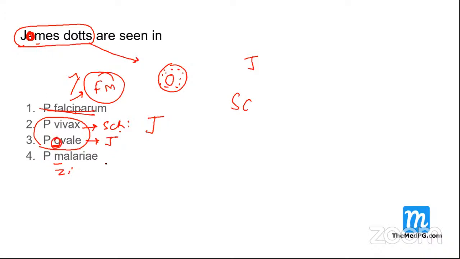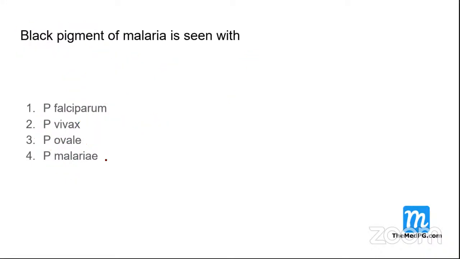Next. Black pigment of malaria is seen with Falciparum. Wonderful answer, too good. So it is seen with Plasmodium falciparum. Straightforward question. In the rest of the things it will be brown or yellowish in color.